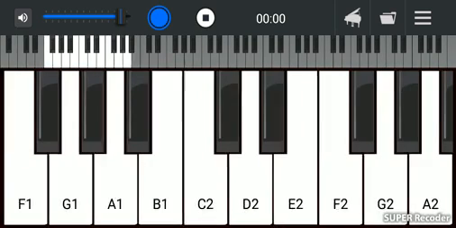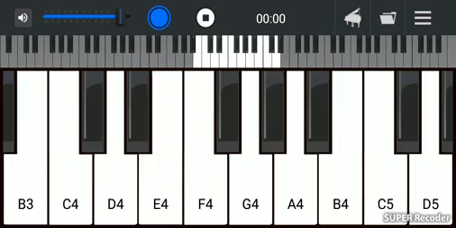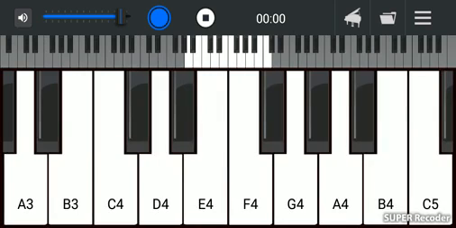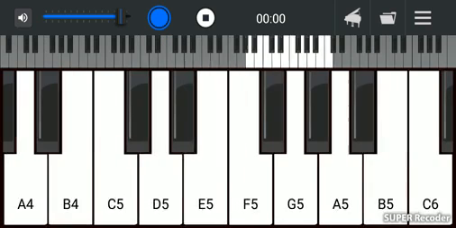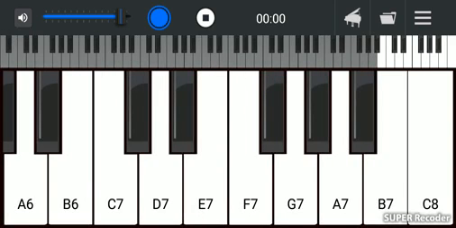Because I had a challenge with somebody who said she could not move around the octaves, please go and download a very good piano application that can take you around the piano. Okay, now let's get back to the chase.